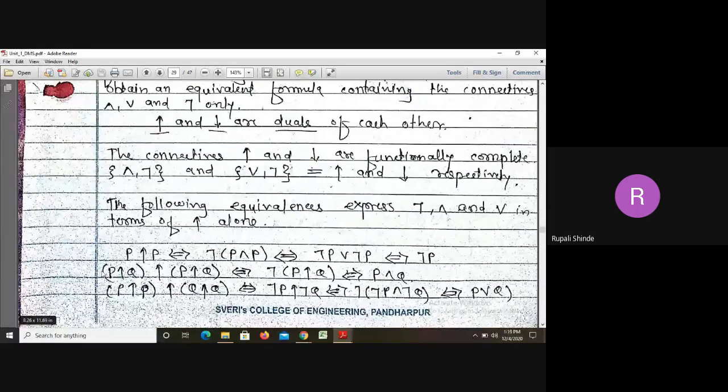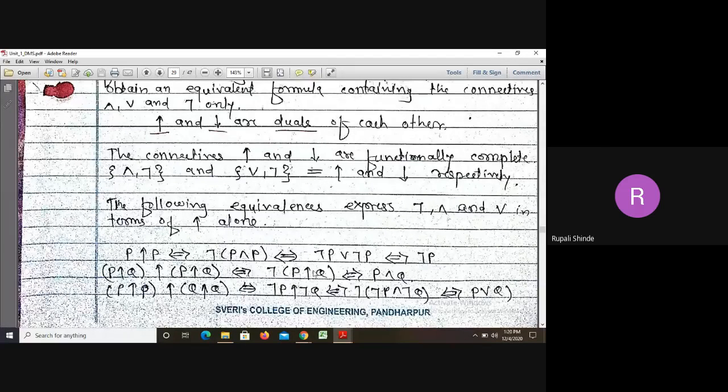That's why this is equivalent to negation of (P NAND Q and P NAND Q). So again, what is the value for P NAND Q and P NAND Q? It is P NAND Q only. This is similar to P and P, and the value for P and P is P only. Likewise, this is equivalent to negation of (P NAND Q), with the negation outside the bracket. So again, we have to simplify it.